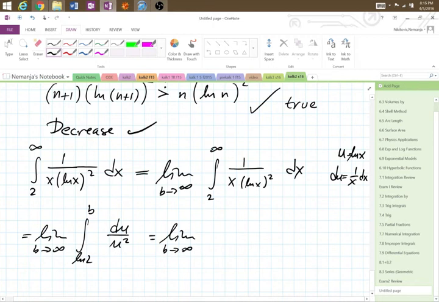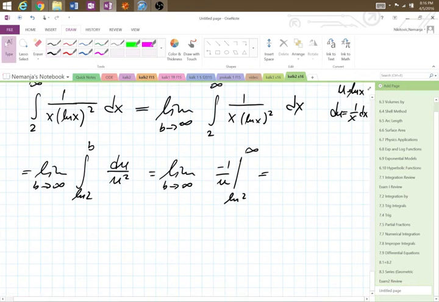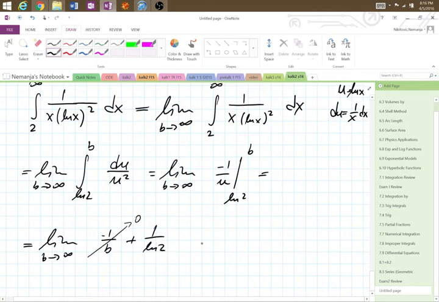Leave it there. And I have the integral of, well, no, let's integrate. So this is going to be negative 1 over u, computed from ln 2 to infinity. So what do we get? We get the limit as b goes to infinity. Sorry, it's supposed to be b, not infinity. There we go. We have negative 1 over b, minus and minus makes it plus 1 over ln 2. This part goes to 0, so we have 1 over ln 2, which means it converged.